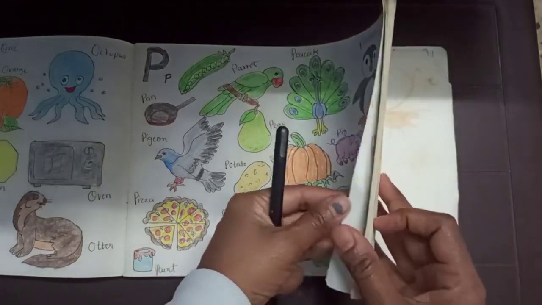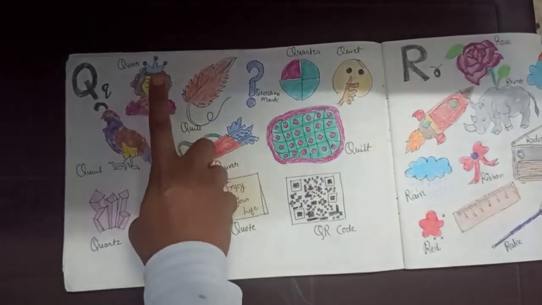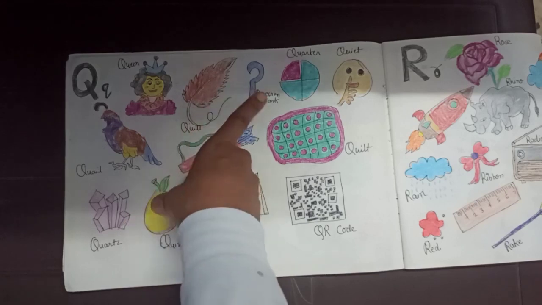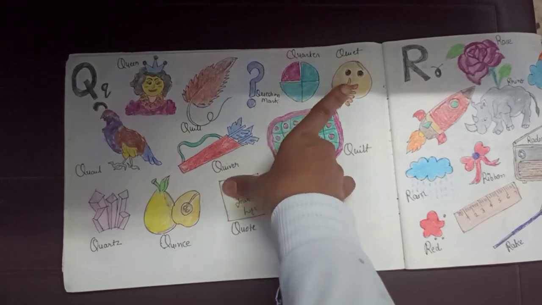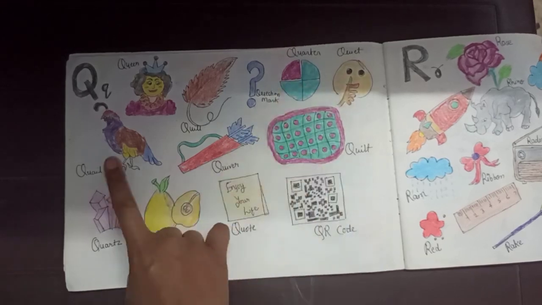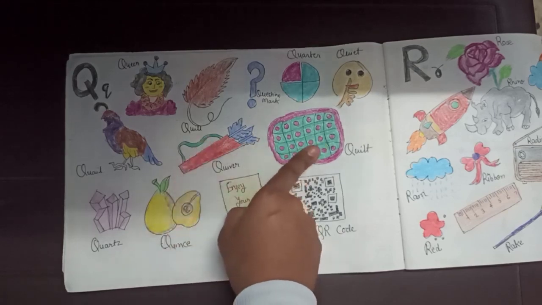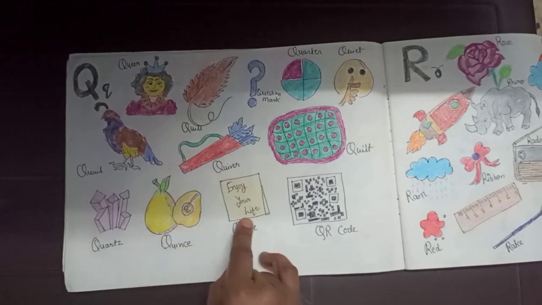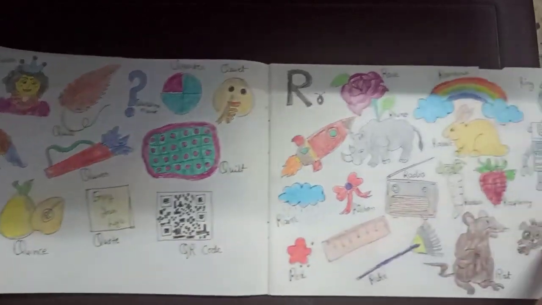Now Q alphabet. Q for queen, Q for quill, Q for question mark, Q for quarter, Q for quite, Q for quell, Q for quiver, Q for quilt, Q for quartz, Q for queens, Q for coat, Q for QR code.